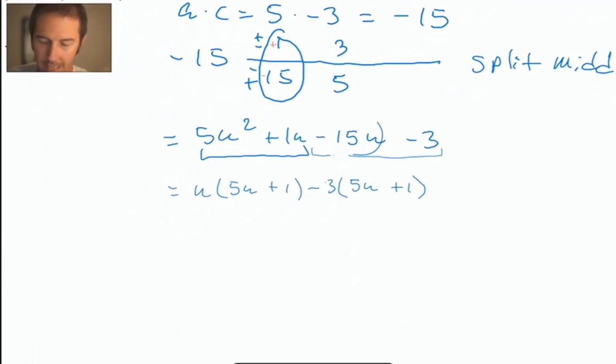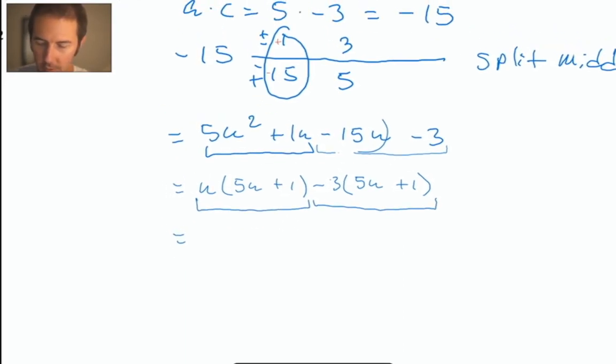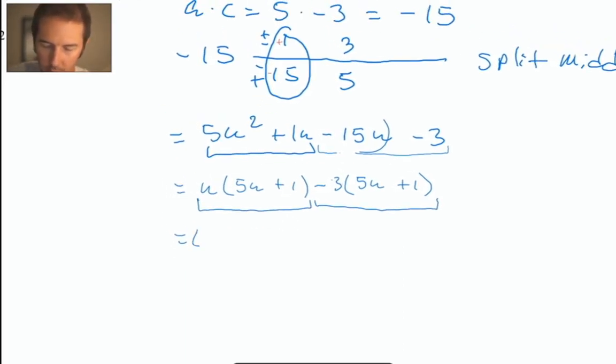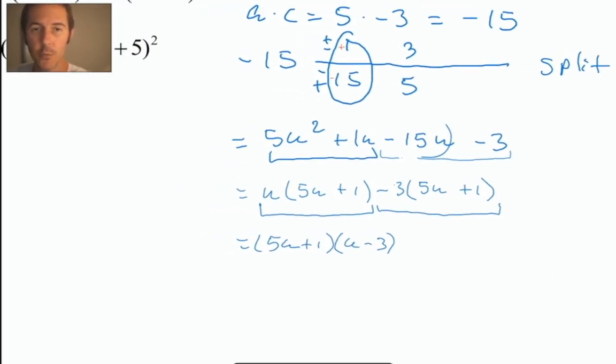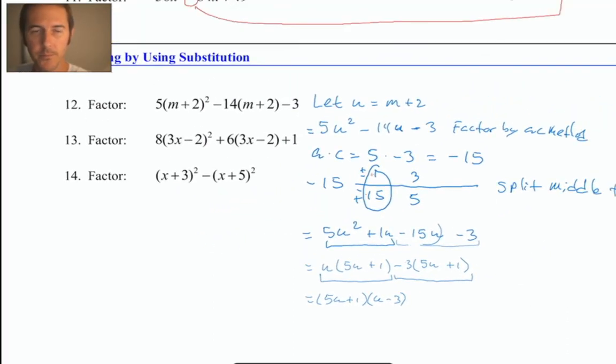Now we're going to factor again, because what we have here is a term minus another term. The common factor in those two terms is, again, the stuff in parentheses, which is the 5u plus 1. The leftovers are the u minus 3. And the question is, is this our final answer? It's not, because the original question was written in terms of m, not in terms of u.